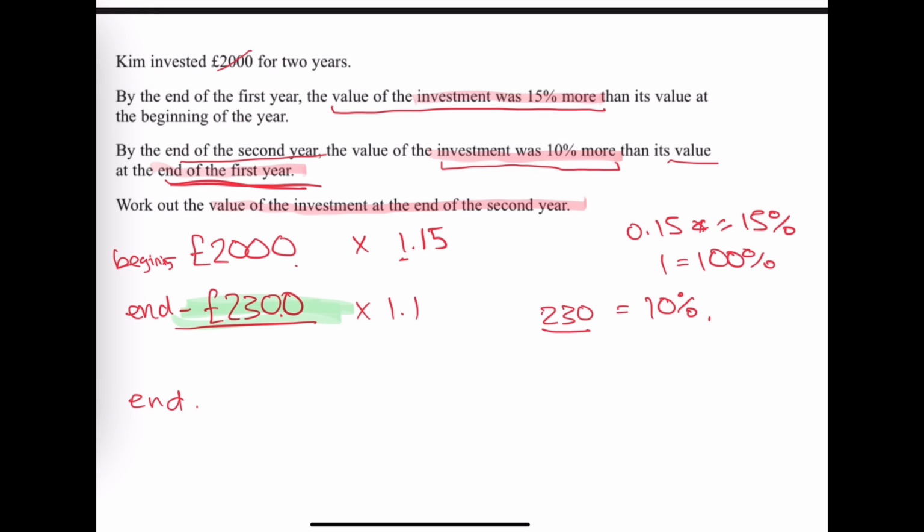So we just need to add this now. So we do 2,300 plus 230. You know that that is 2,530. And that is the value at the end of the second year.